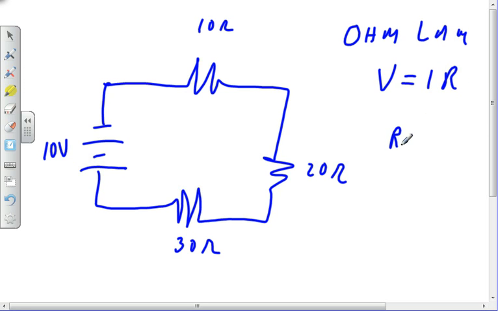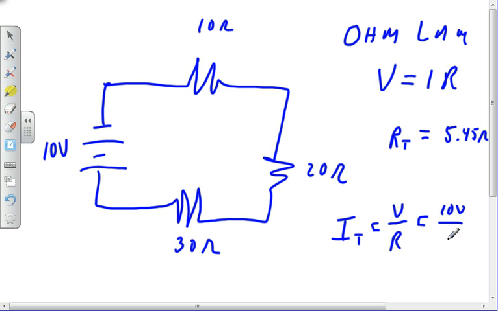So I already found the total resistance, 5.45 ohms. Now I told you that as a final answer I only had one significant digit, but if I'm going to calculate something, I'm going to carry more significant digits in my calculation. It's only when I have the final answer do I worry about significant digits. So I know the resistance total, I know the voltage, so the current through this circuit is going to have to be the voltage divided by the resistance, 10 volts divided by 5.4 ohms.